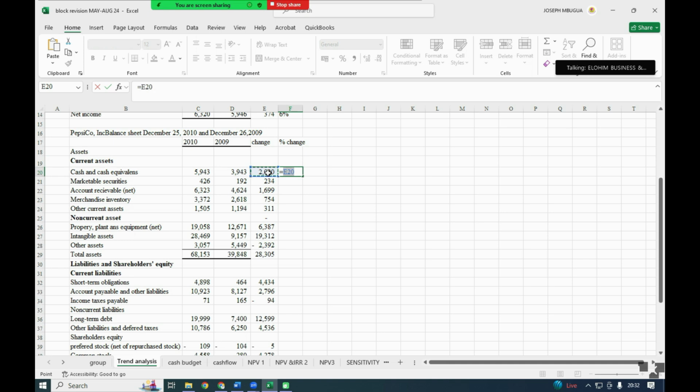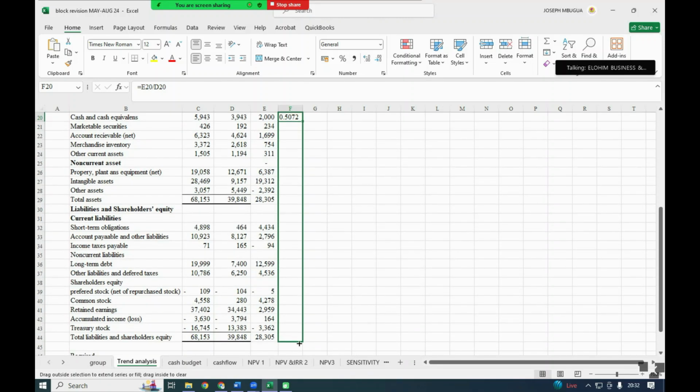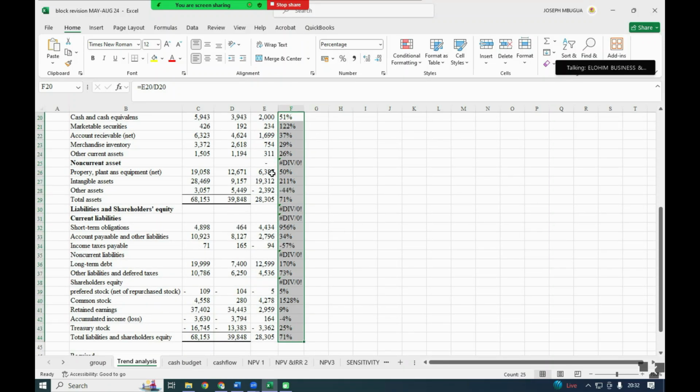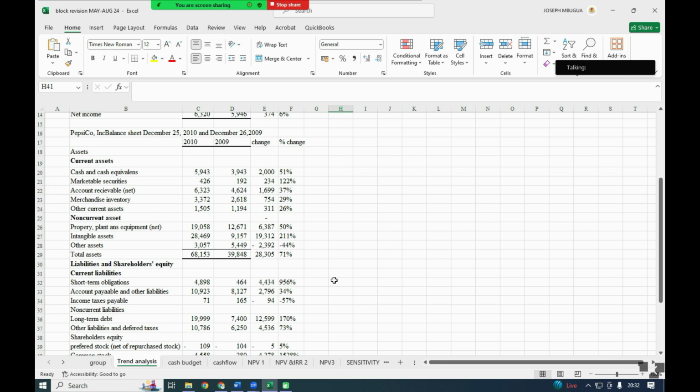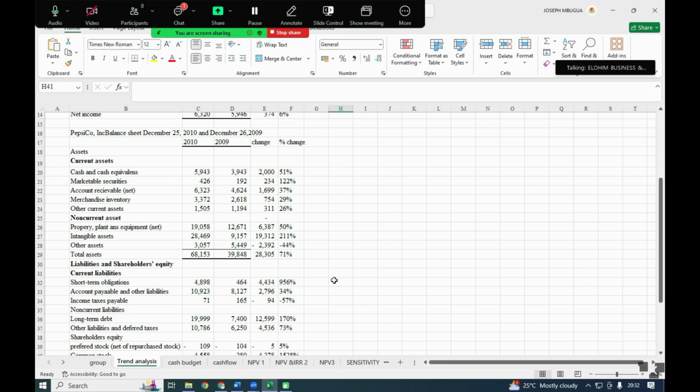You just need to find the percentage here. Divide by the base period, and I will drag this. Eliminate, change that to percentage, eliminate these other values that we don't require. That way. So again, if you are to analyze the trend, just what we are observing.